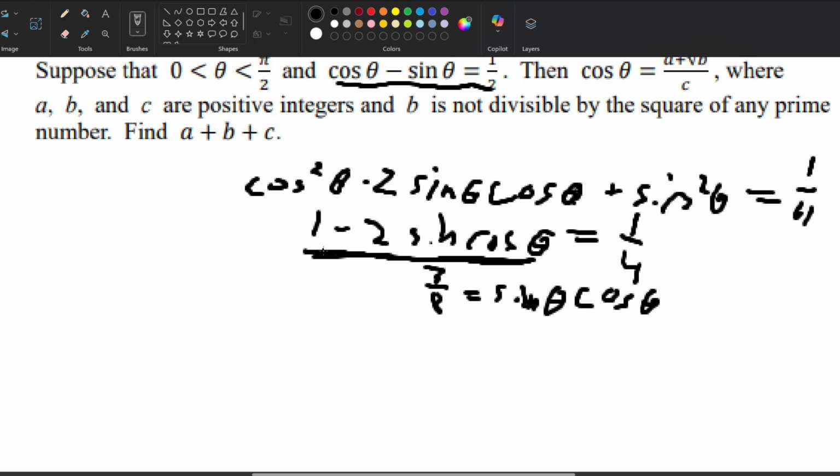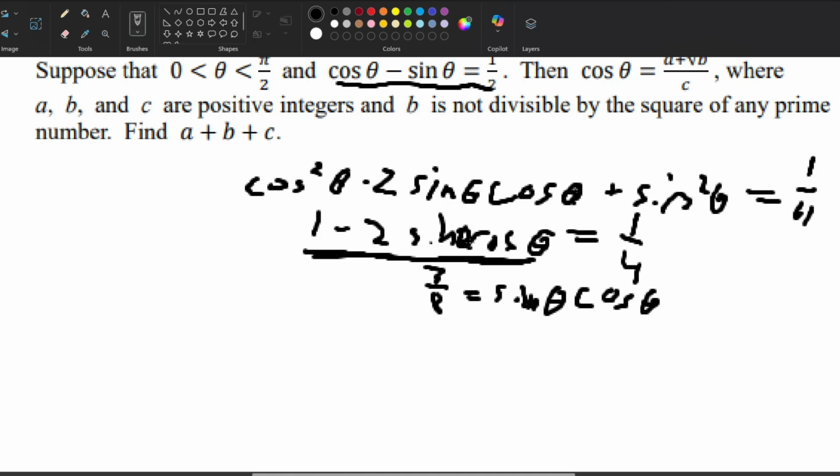Oh, I don't know if I explained this, but sine squared plus cosine squared equals 1. So then I just simplify it to this: 1 minus 2 sine theta cosine theta. Plus that minus that, so it's 3 over 4 equals that, divided by that, equals 3 over 8 equals sine theta cosine theta.